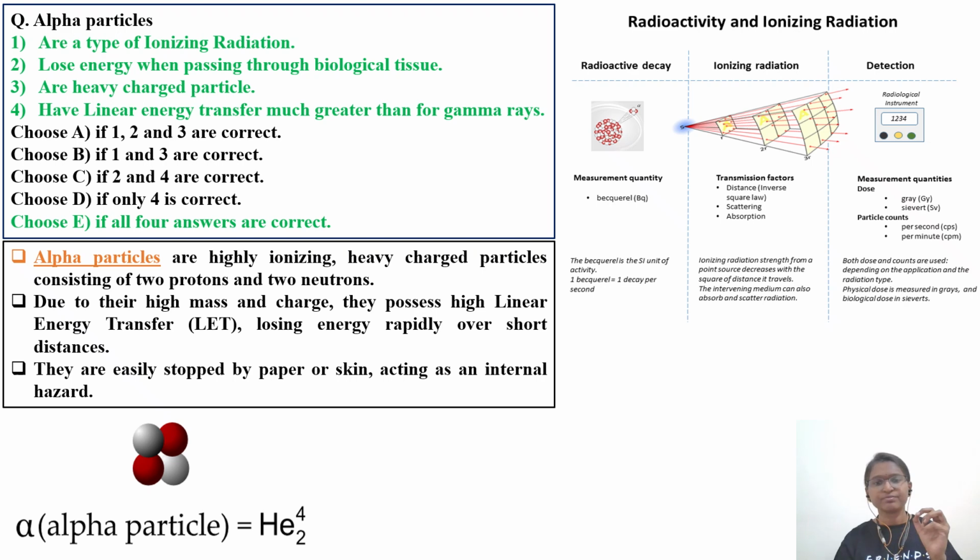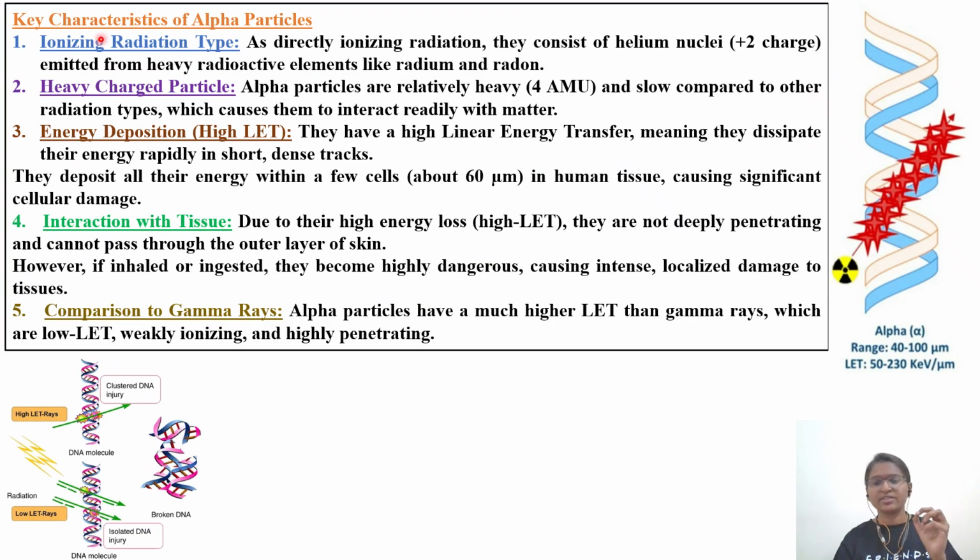Then we'll see the key characteristics of alpha particles. Ionizing radiation type: they are directly ionizing radiation, consisting of helium nuclei, that is plus 2 charge, emitted from heavily radioactive elements like radium and radon. These elements keep emitting alpha particles. Heavily charged particle: alpha particles are relatively heavy, that is 4 AMU, atomic mass units, and slow compared to other radiation types, like gamma rays or beta rays, which causes them to interact readily with matter like biological tissue. Energy deposition: that is high LET.